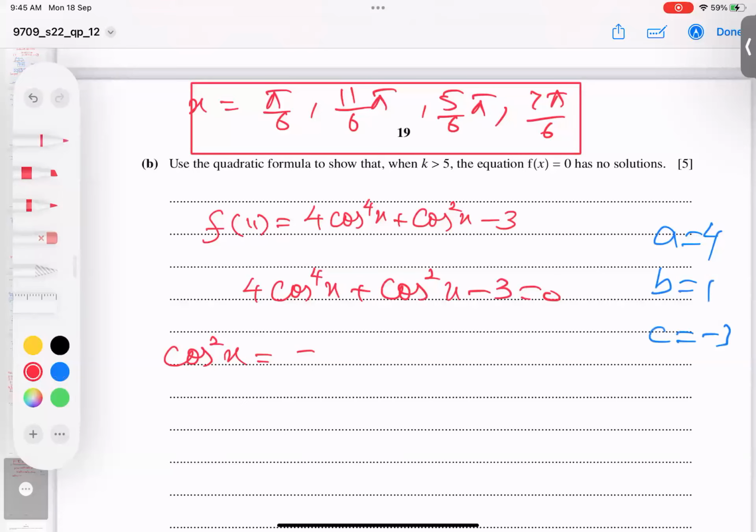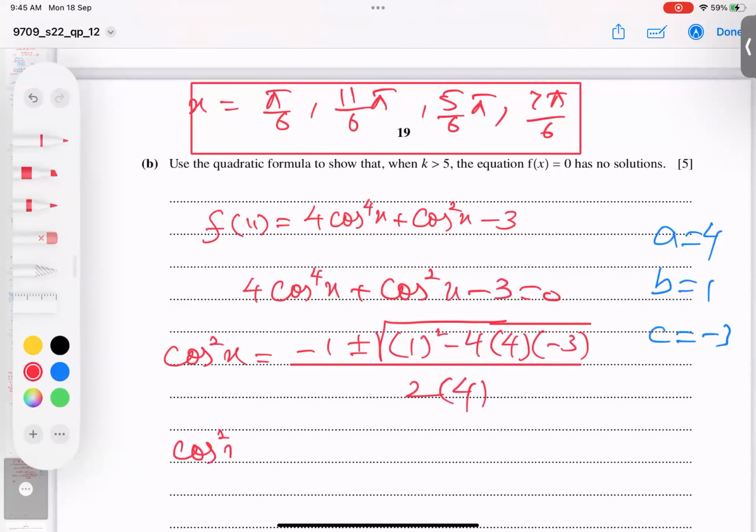So student, I'm going to apply the quadratic formula: negative b plus and minus square root of b square minus 4ac, all over 2a. So when I apply this formula, students, for cos square x, I'm getting negative plus and minus over 8. But what is inside? Sorry for that, one minute please. I have to take k, not 3. Sorry for that. I have to erase this 3, and it's k actually. If the question is k, we have to keep k.